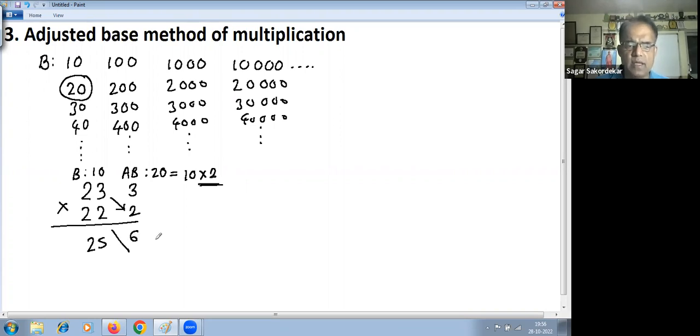Okay, so all these steps are the same as you learned for the base method of multiplication. The only extra step you require in the adjusted base is that whatever relation you get with the main base, you have to apply on the left hand side of this answer. That is into 2. So 25 into 2 is 50. That is the left hand side answer. Right hand side answer is 6. So the answer of this multiplication is 506.